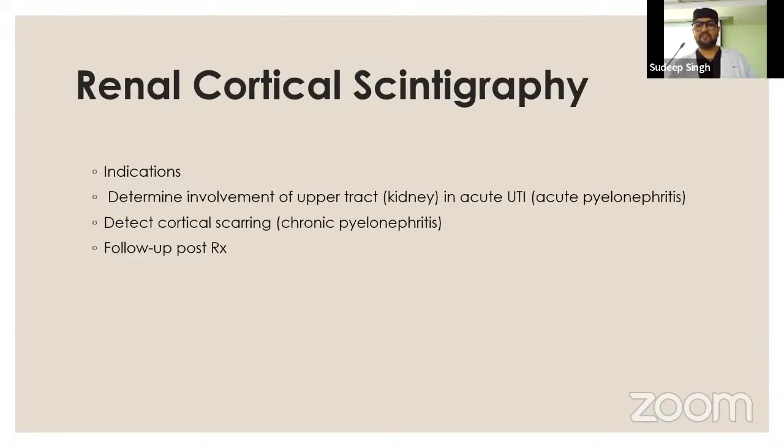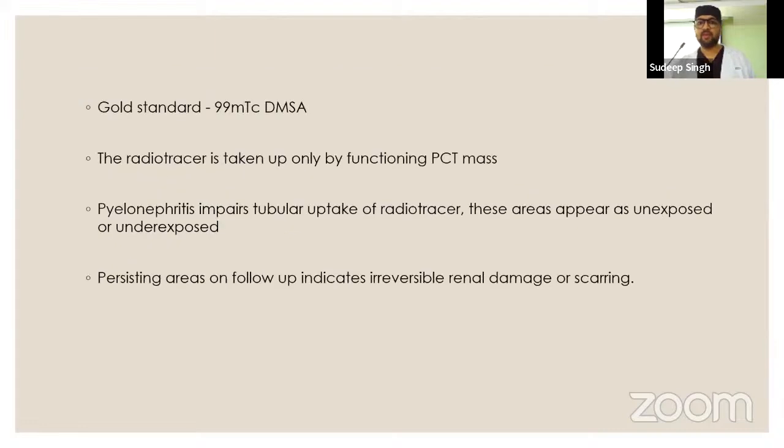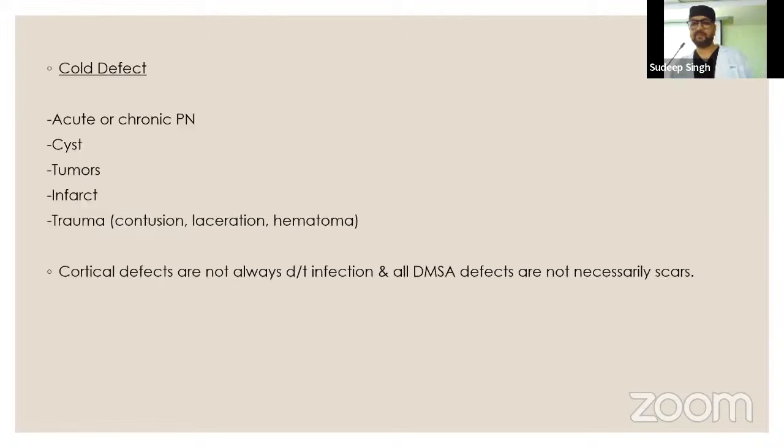Renal cortical scintigraphy. The indication is to determine involvement of the upper tract in acute UTI, to detect cortical scarring, and for follow-up post-treatment. The gold standard is the technetium DMSA scan. The radiotracer is taken up only by the functioning mass. Pyelonephritis impairs the tubular uptake of the radiotracer. These areas appear as unexposed or underexposed. Persisting areas on follow-up indicate irreversible renal damage or scarring.